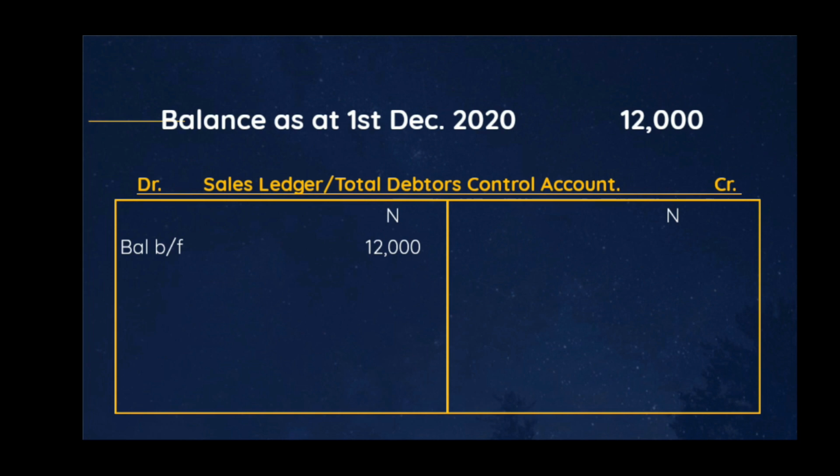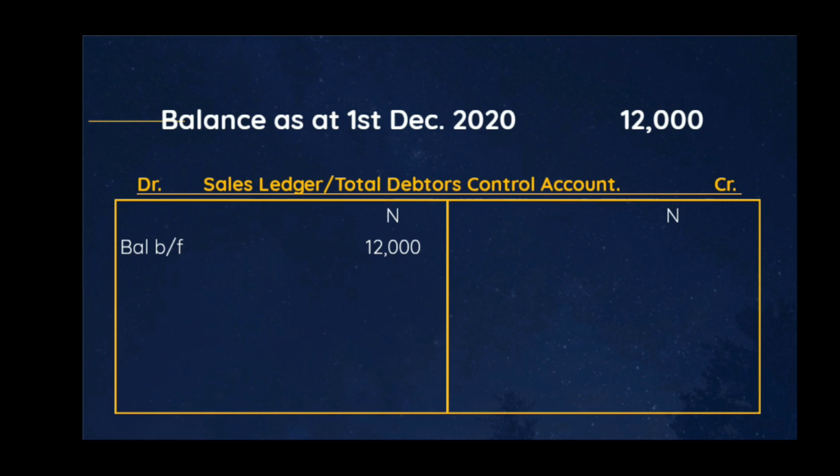Balance as at 1st December 2020. That is called balance brought forward. What does this balance stand for? It means as at the end of November, the amount that is left for customers to pay is 12,000 naira. So the balance that remained last month will be brought forward at the beginning of this month. That means customers are still owing us 12,000 naira as at the end of November. So that will be balance brought forward.